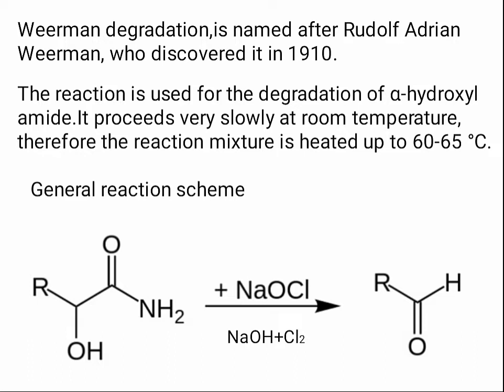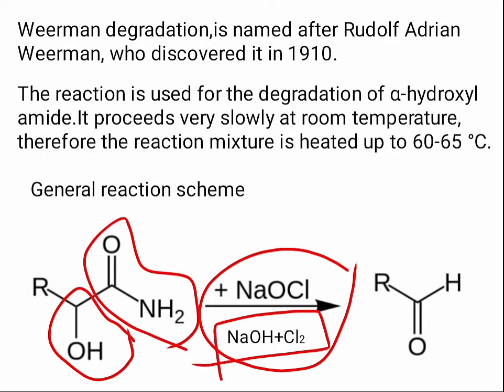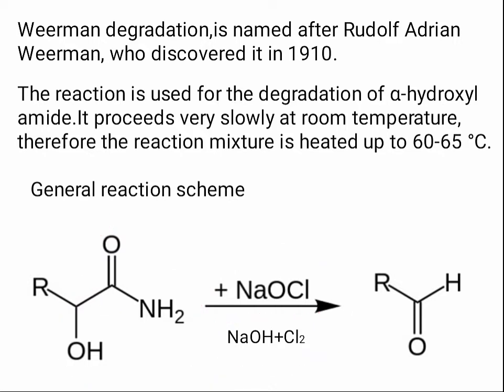Just watch it. This is your alpha-hydroxyamide. This is the amide group CONH2, and in the alpha carbon there is a hydroxyl group. That's why this is an alpha-hydroxyamide. And just treat it with NaOCl. NaOCl means the combination of NaOH and Cl2. This will form the NaOCl. So you will get this aldehyde, RCHO.